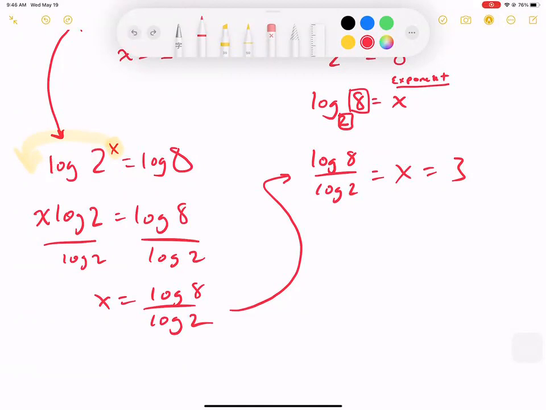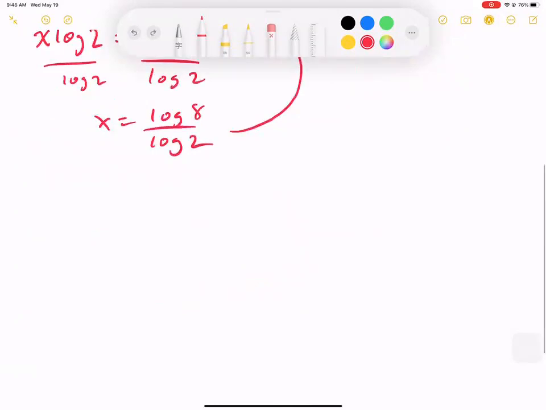So what if this problem becomes a little harder? Let's go ahead and look at another problem. What if I say 2 to the x plus 3 is equal to 8 now?